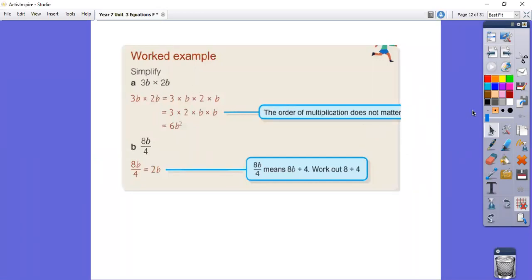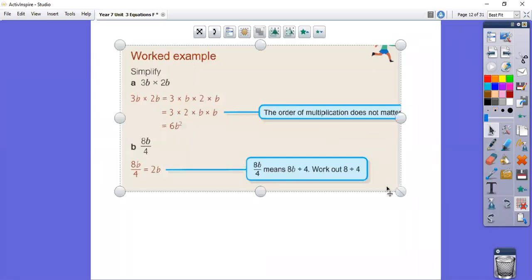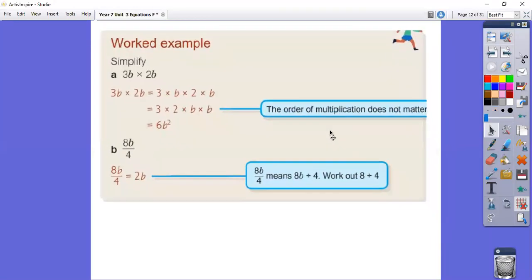So again, let's have a quick look at the worked example provided for us in the book. The worked example says simplify 3b times 2b. You can basically think of this as 3 times b times 2 times b. Well, 3 times 2 is 6. b times b is b squared, as you remember from yesterday's lesson. So 3b times 2b is 6b squared.